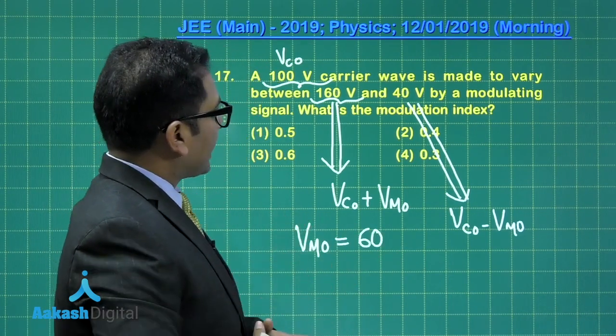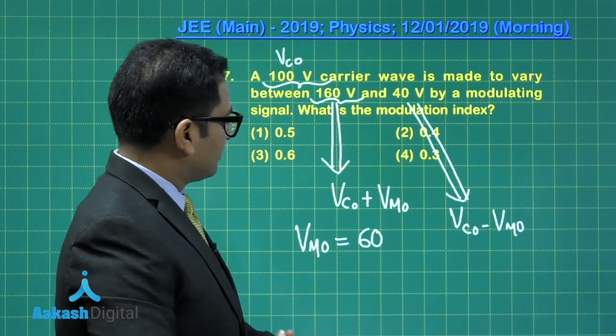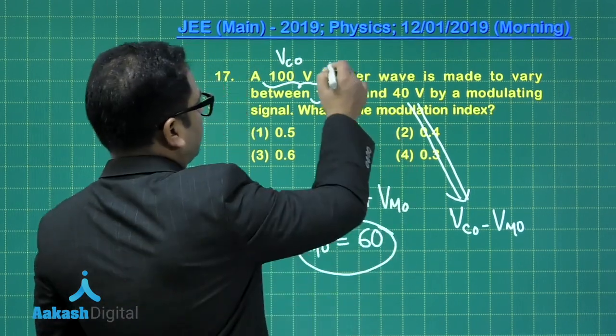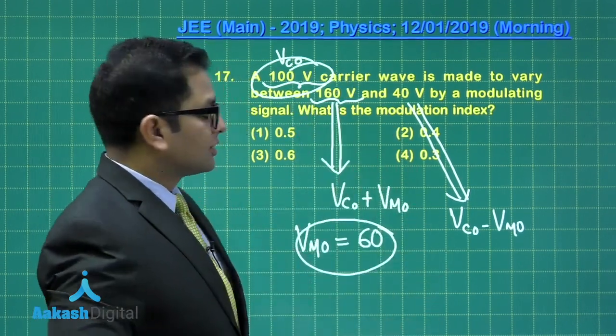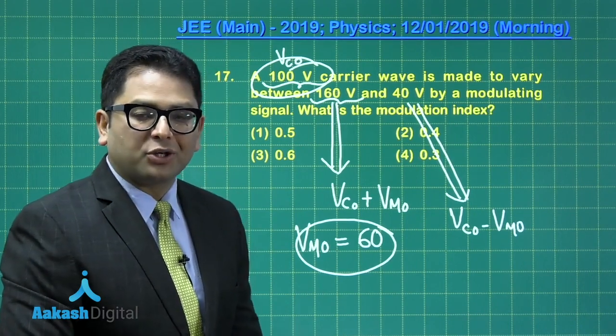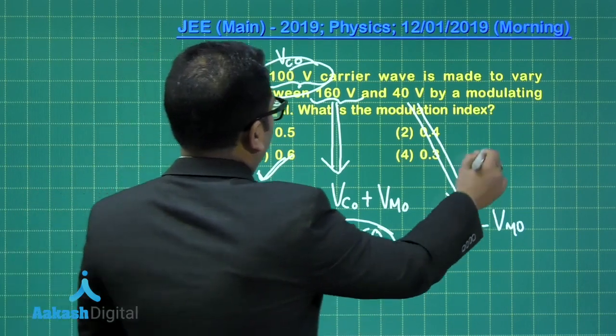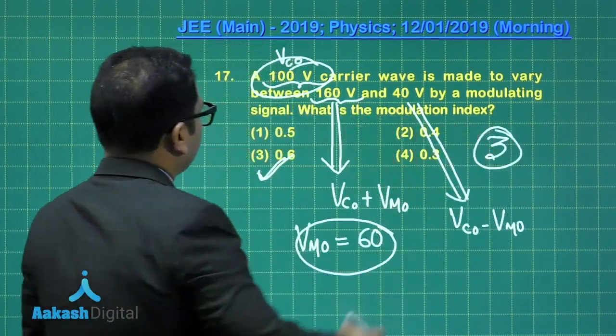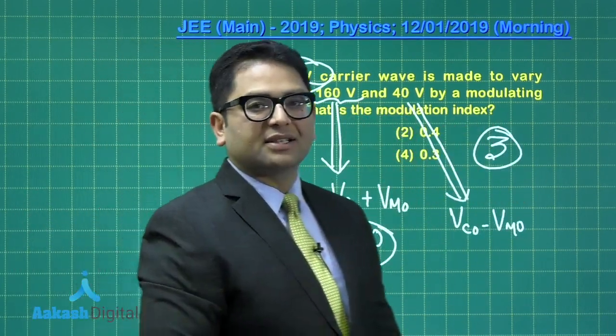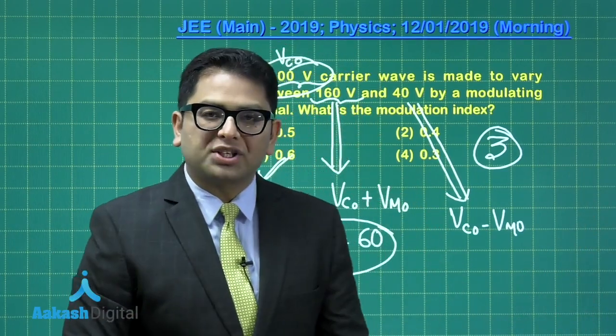So I need to calculate the modulation index, which is the ratio of this divided by this. So quite obviously, the value is going to be 0.6. So option number 3 would be the correct option for question number 17. Let's move to question number 18.